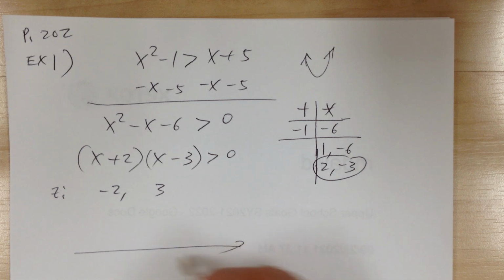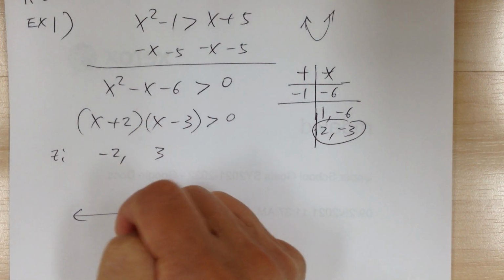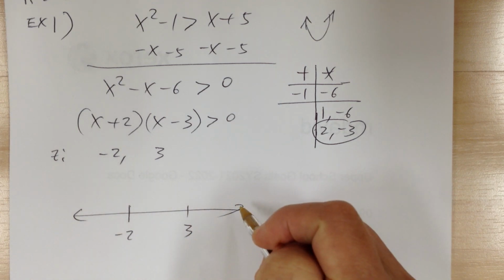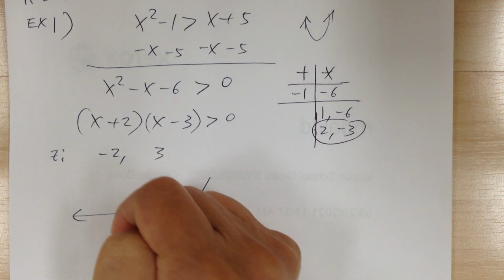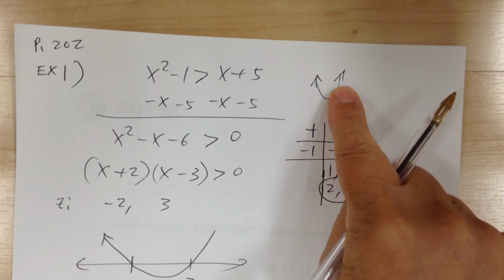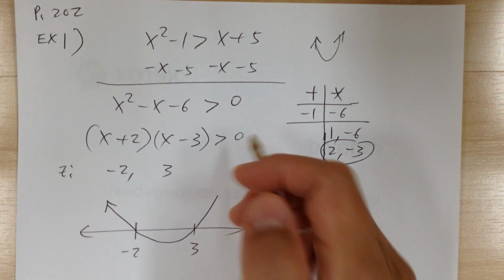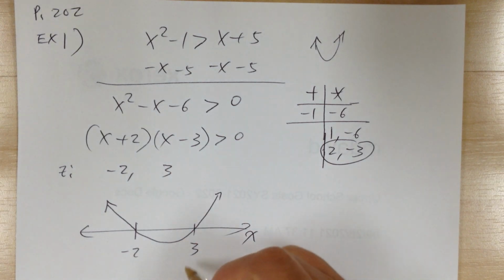Now when you sketch the graph, you're going to get these two values, negative 2 and 3. You don't need to have all the numbers in between. Your graph is going to look something like this. This is the shape over here. Again, these are the zeros. This is where it's going to cross over the x-axis, and the y is going to be this way.